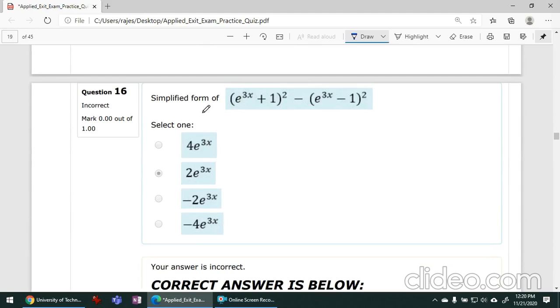Now the simplified form of this expression. This is a little big. Okay, so how will you do it?